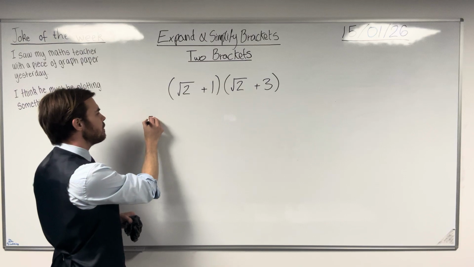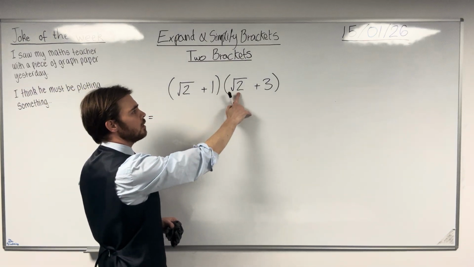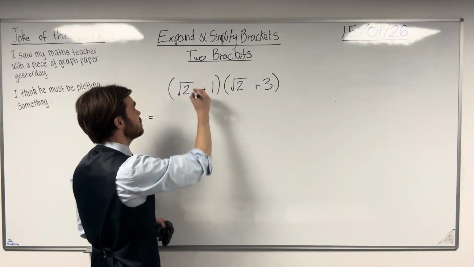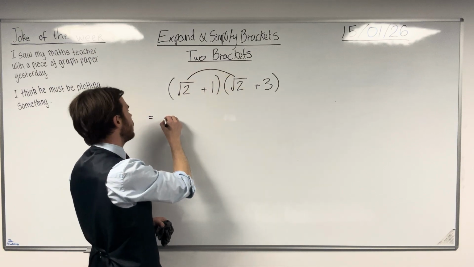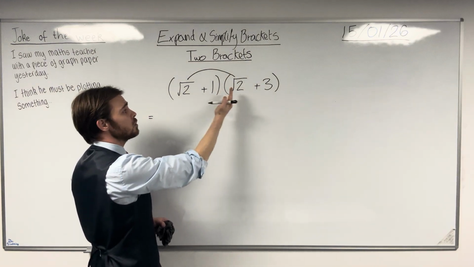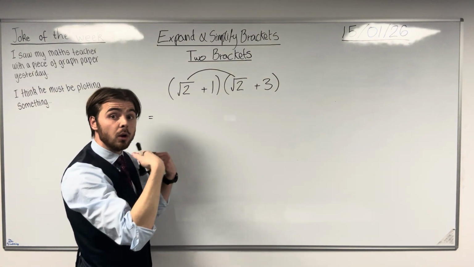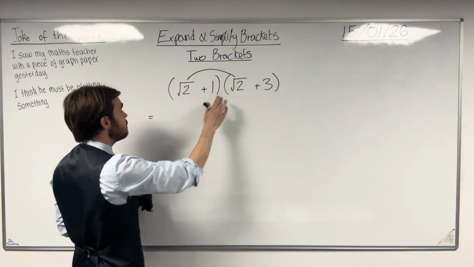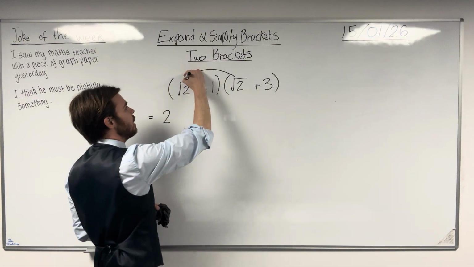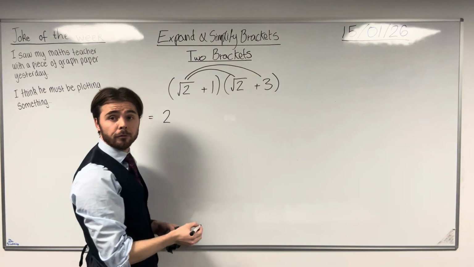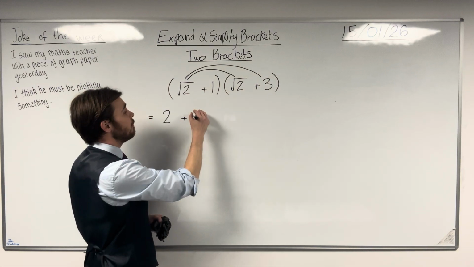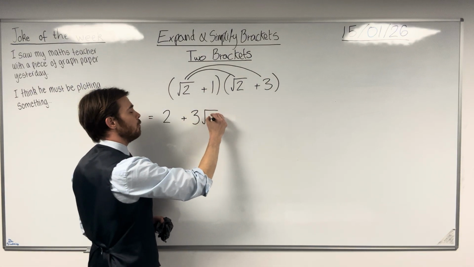Now, the way I like to do it, I'm going to do the front thing multiplied by the front thing to begin with. Okay, so I've got root 2 multiplied by root 2. Now, a square root multiplied by a square root is just a normal integer, okay, when it's the same thing. So I get a normal 2. Then I've got root 2 multiplied by 3. That is going to be 3 lots of that root 2.